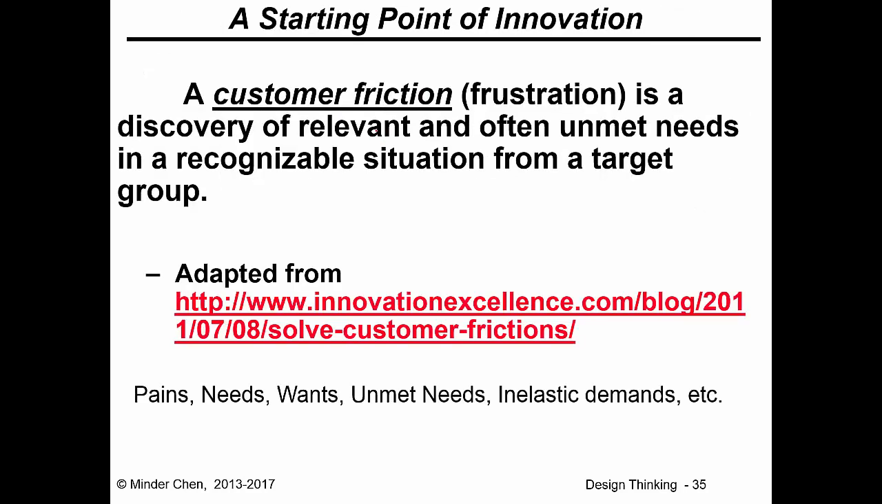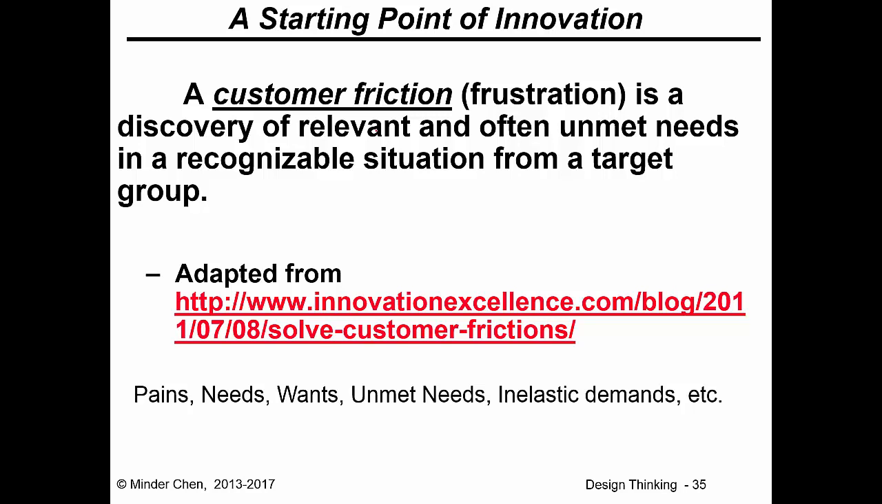I always believe that we should look at the customer's friction, the customer's frustration when they try to use a product or try to enjoy a service experience. If they get frustrated, that's where an opportunity may lie.